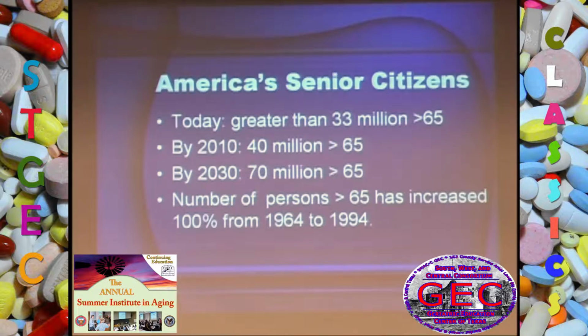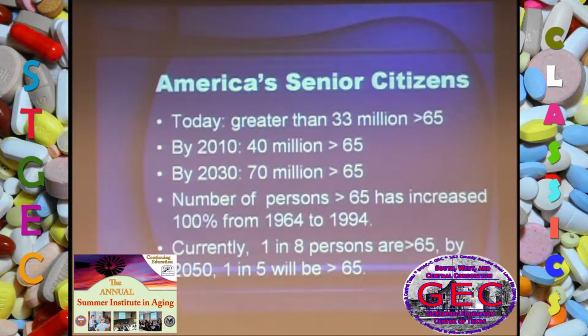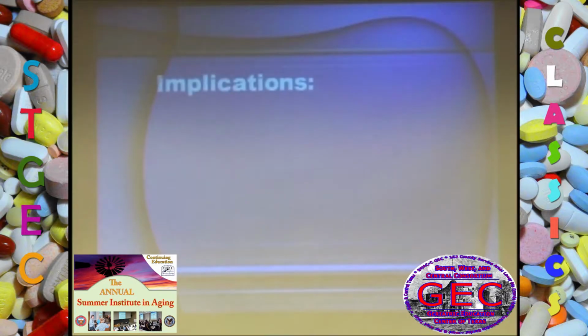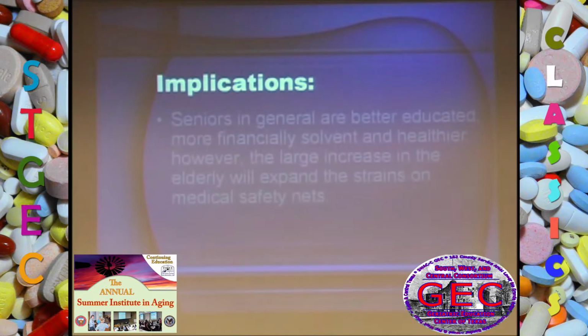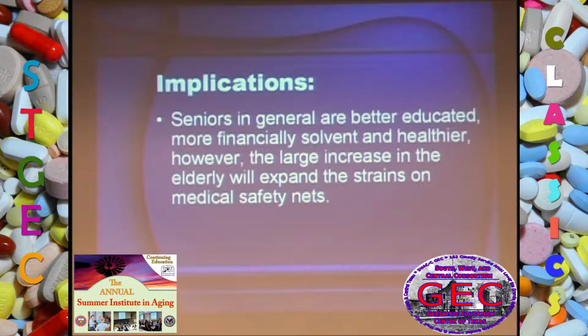The number of people over the age of 65, and I thought this was really impressive, has increased 100% from the period of 1964 to 1994. That's pretty phenomenal. About 1 in 8 people are currently over the age of 65, and by 2050, 1 in 5 will be over the age of 65. Florida alone currently has about 19.6% senior citizens, and that's projected to go up within the next few years to 25%. So that's pretty dramatic if you think about it.